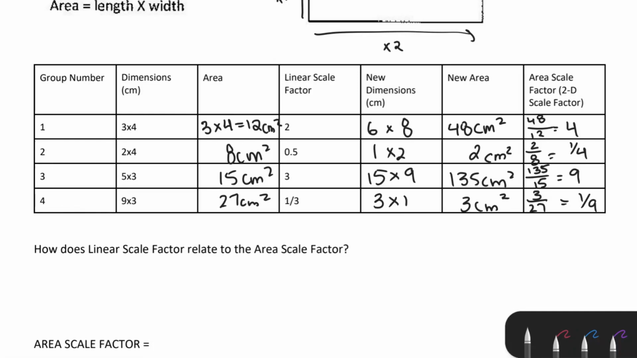So how am I getting from these linear scale factors to these area scale factors? Are we seeing a pattern? How does 2 turn into 4? And how does 0.5 or 1/2 turn into 1/4? How does 3 turn into 9? And how does 1/3 turn into 1/9?